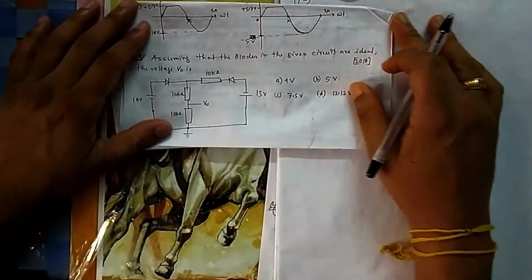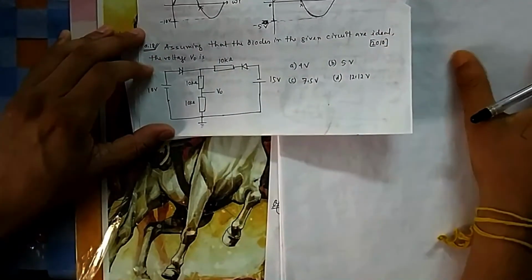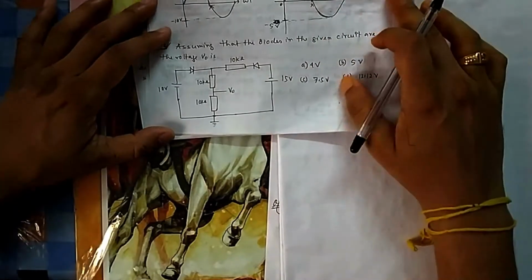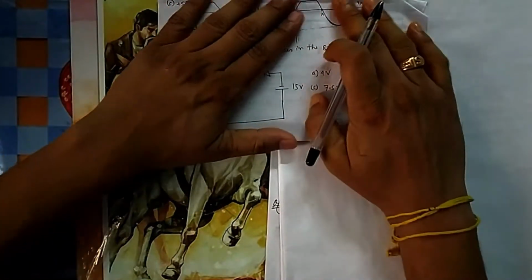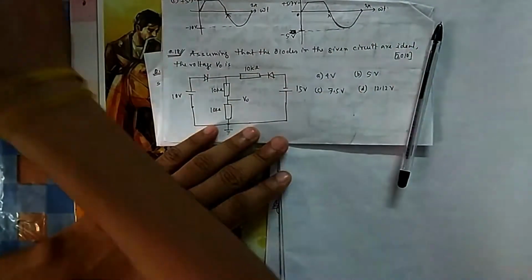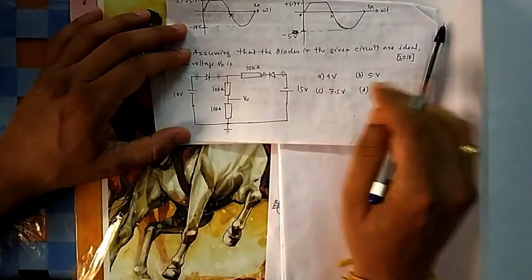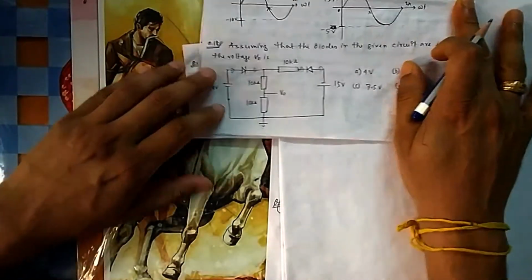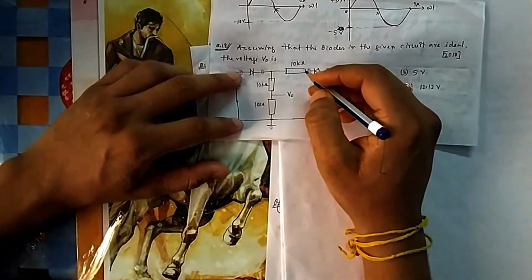Assuming that the diodes in the given circuit are ideal, what will be the voltage V0? These are diodes, and they are saying they are ideal. So first I will remove this one and this one also, and see which one is on and which one is off. If both are on, then I have to go for other cases. If only one is on, then I also have to check another case, to see whether the condition of the other one changes by making it on.